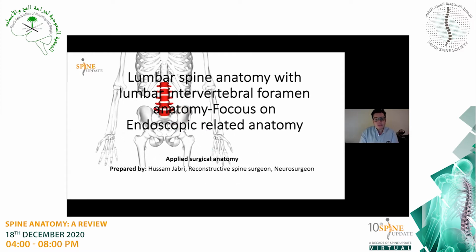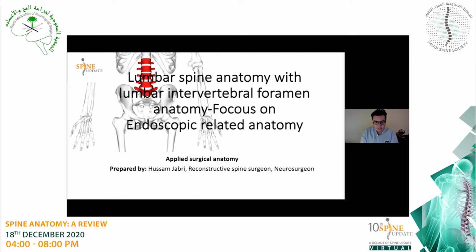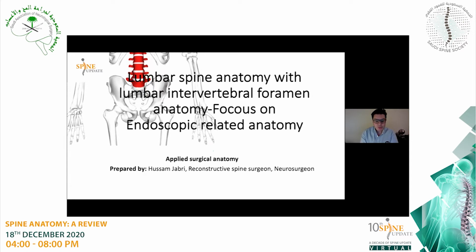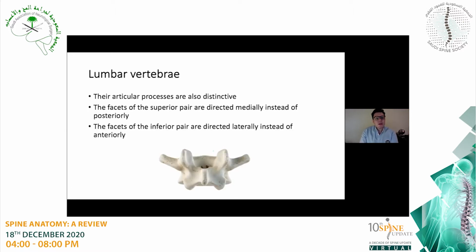I will talk about lumbar spinal anatomy with endoscopic related intervertebral foramen anatomy in an applied surgical anatomy way. Lumbar vertebrae are 5, identified by their heavy body and thick blunt spinous process for the attachment of powerful back muscles, and hence substantial axial loading and movement with increased incidence of trauma and degeneration.